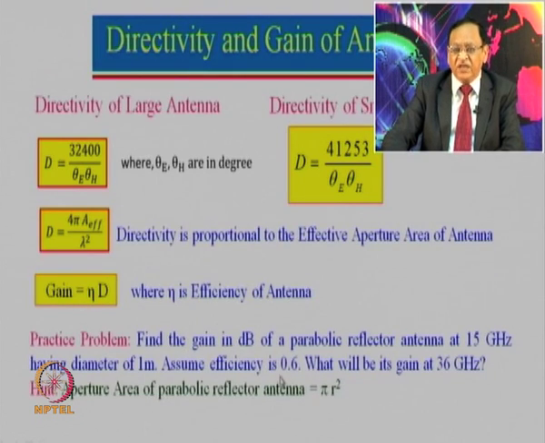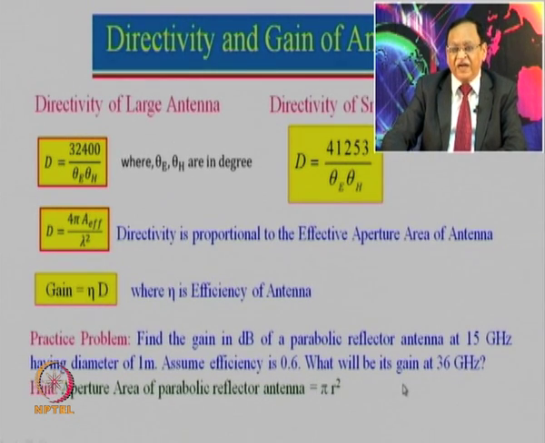I just want to mention here, for a reflector antenna typically the maximum efficiency which can be obtained is about 0.8. A poorly designed or poorly manufactured reflector antenna may give an efficiency of roughly 0.6. Now I have given an additional part here. The dish antenna diameter remains the same. What will be the gain at 36 gigahertz? At 36 gigahertz, the only thing which will change is lambda. So you can use that to find the directivity and gain of a reflector antenna.